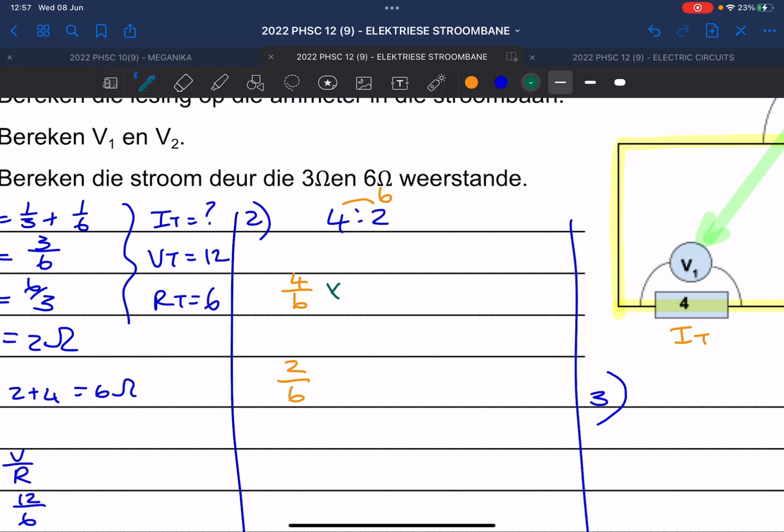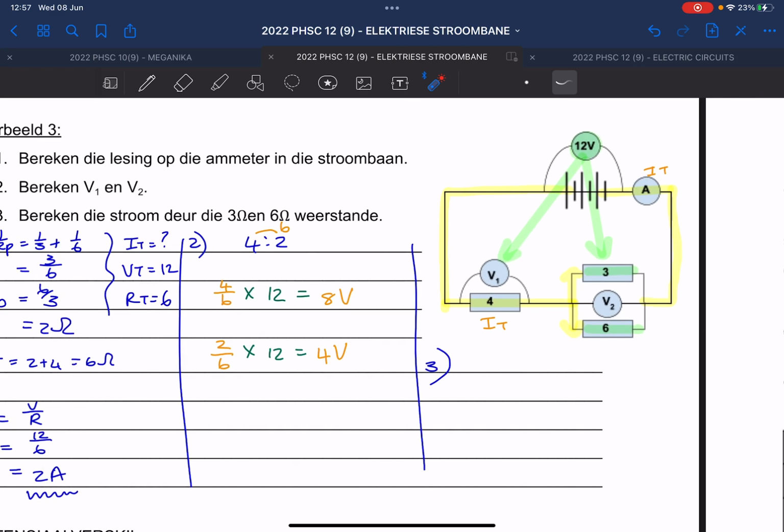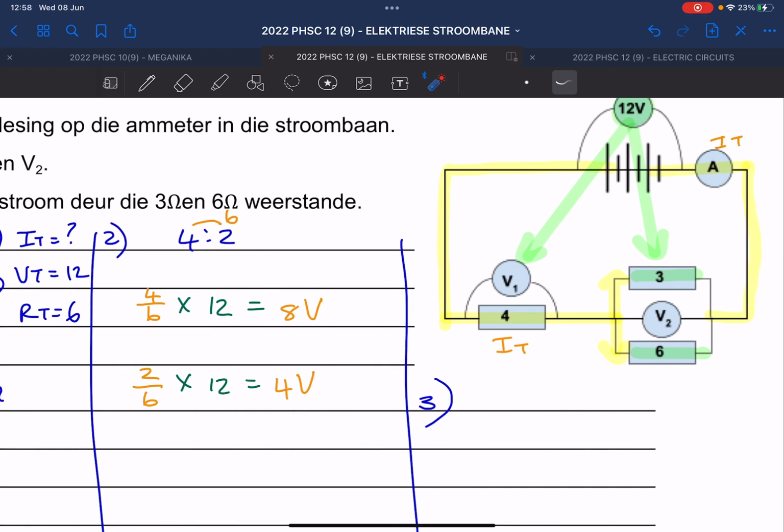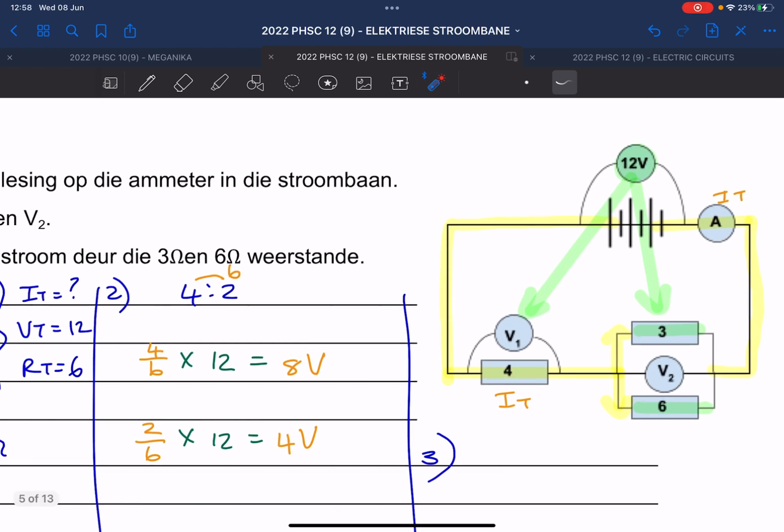Okay, of what? Of the total volts. The total volts was 12. Okay, so you get 8 volts here and you get 4 volts there. And it makes sense, it maak sin, want jy kry 8 plus 4 gee jou 12. But which one goes where? Which one gets 8 volts and which one gets 4 volts?